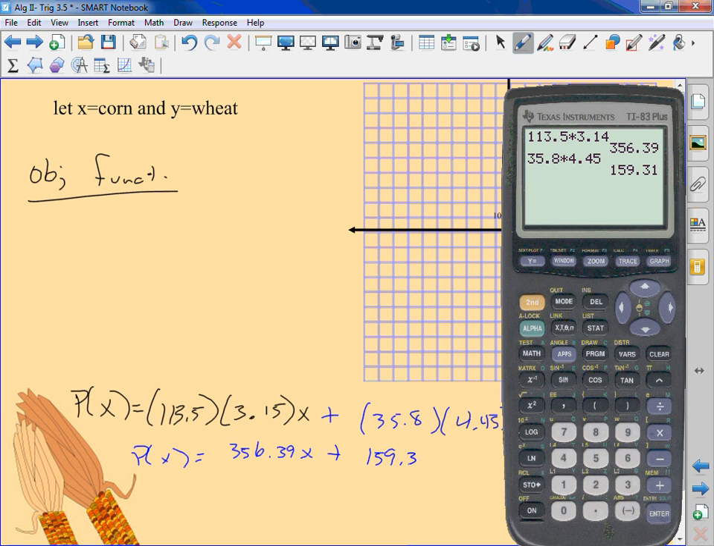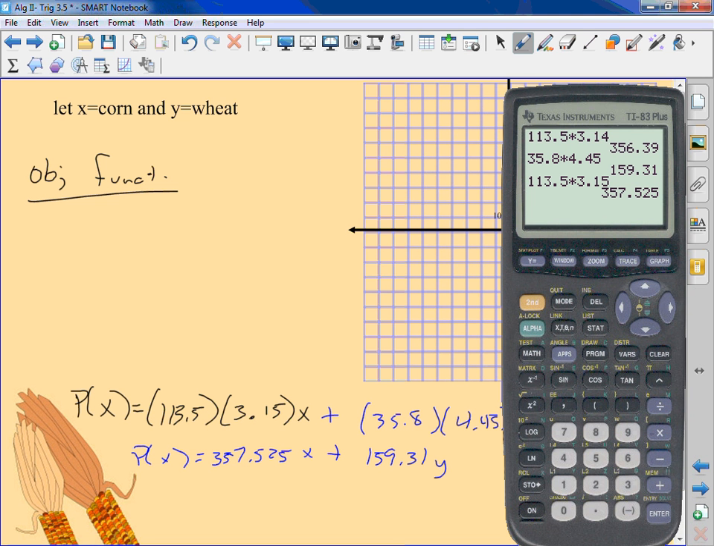159.31. Oh, sorry. $357.525. There's my objective function. This will tell me how much profit I'm going to make.